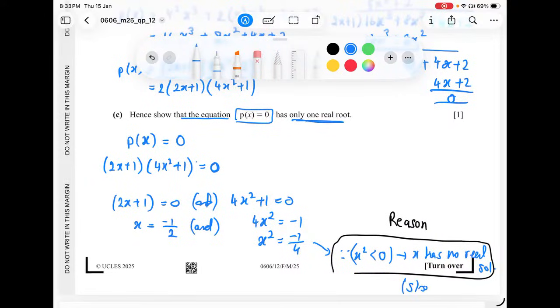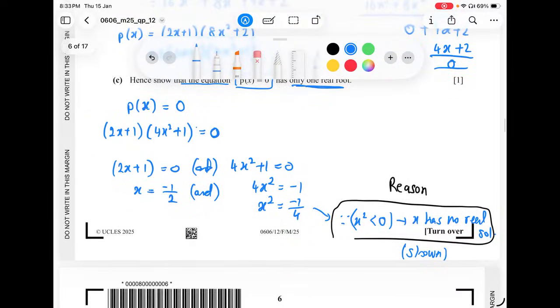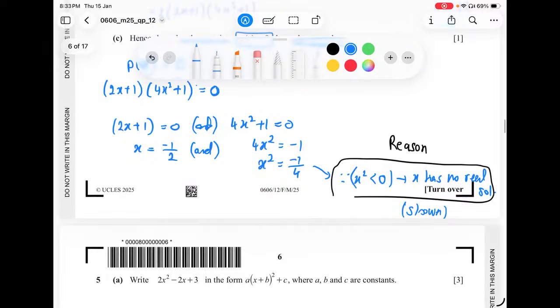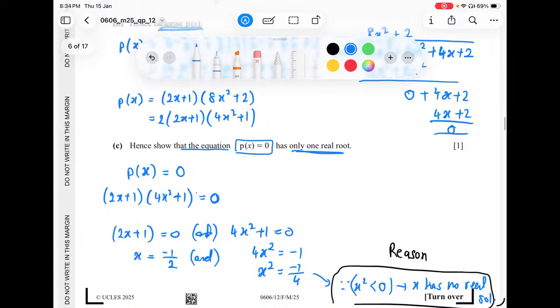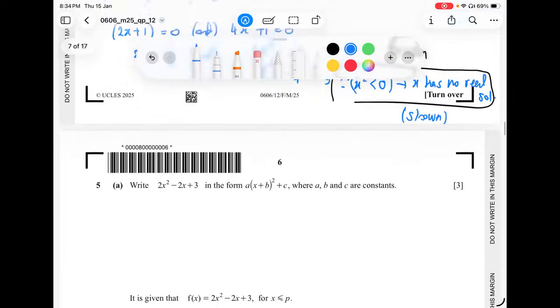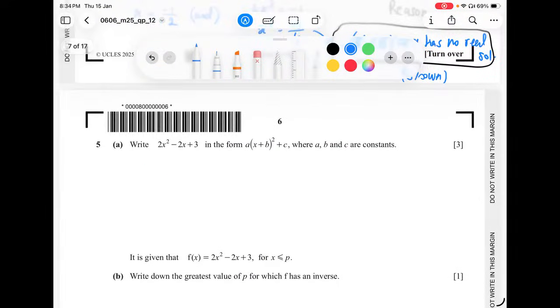We have shown that since x squared is less than 0, x has no real solution for this, and the only solution is negative half. So hope you understood how we did that, and let's move on to the fifth question.